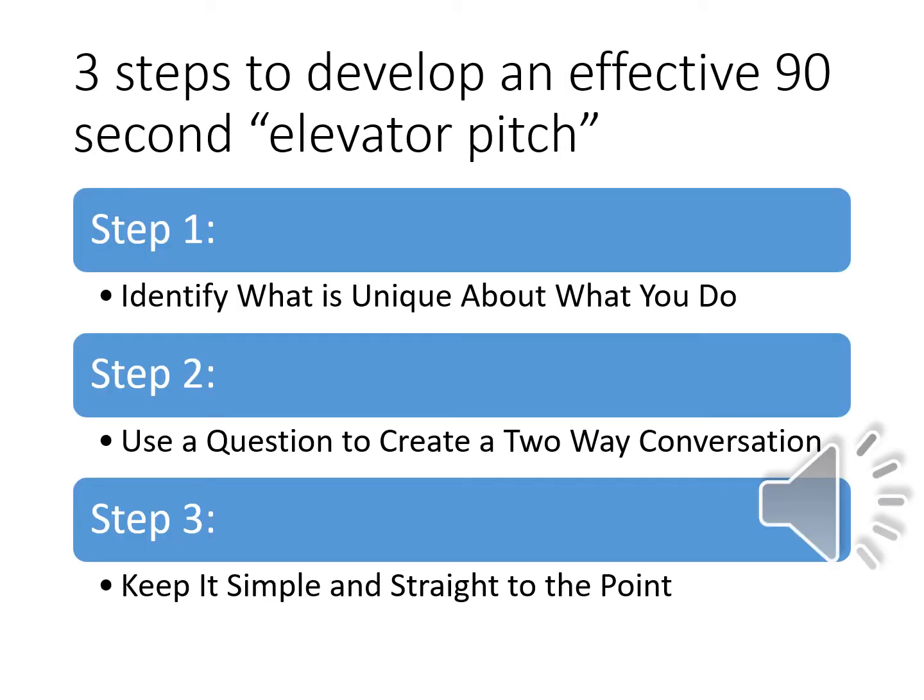There are 3 easy steps to help you develop an effective 90-second pitch. One, identify what's unique about what you do. Secondly, try to use a question to create a two-way conversation or to identify a problem. And thirdly, keep it simple and straight to the point. You have time for details later.